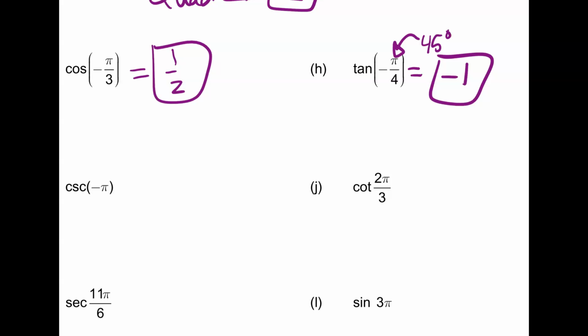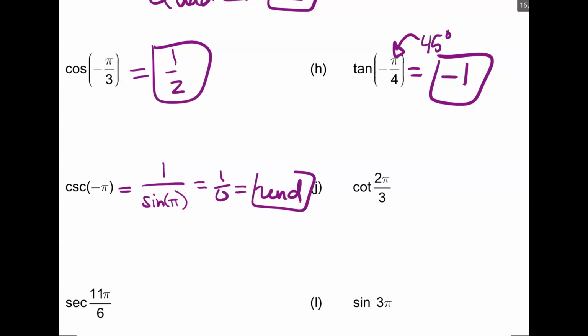Cosecant of negative pi. This is the same thing as 1 over sine of pi. Wait, what's sine of pi? Remember, it's the y. What's the y of the coordinate at pi? 0. So it's undefined. Awesome.